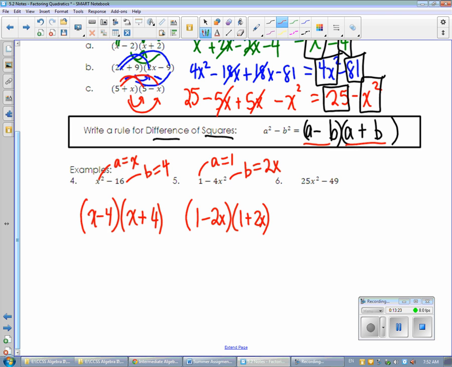And lastly, we've got 25x squared minus 49. Both of those terms are perfect squares, and so if I take the square root of my first term, I'm going to be left with 5x minus 7, since 7 is the square root of 49, and 5x plus 7. And that's how you factor difference of squares.